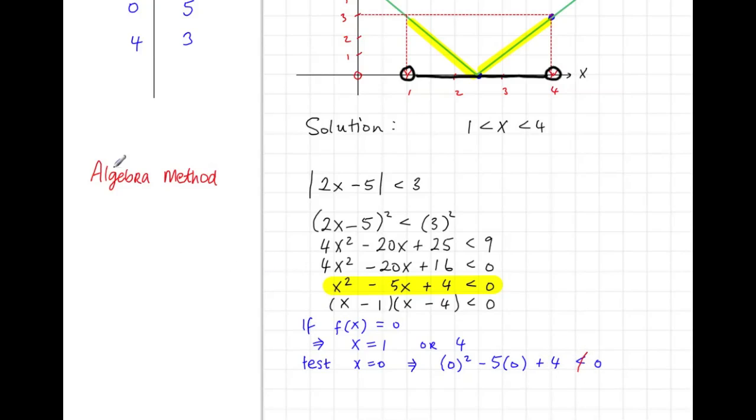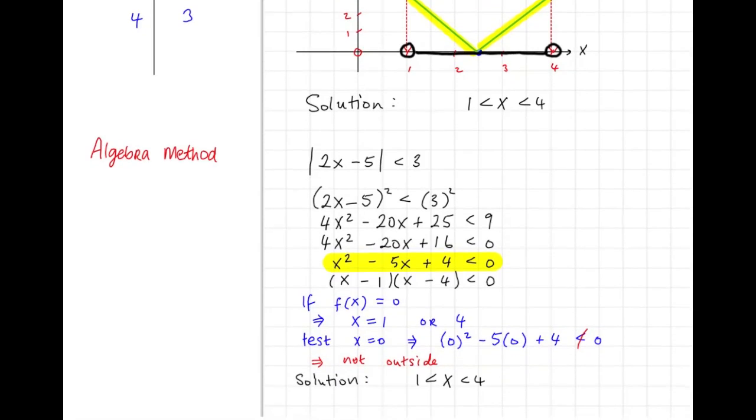So therefore 0, which is outside the range 1 and 4, doesn't work. So we know that our answer is not outside this range, so therefore it must be inside the range. So it must be between 1 and 4. So this is the same answer we got before, that x is greater than 1 but less than 4. And we just see that both our answers are the same.